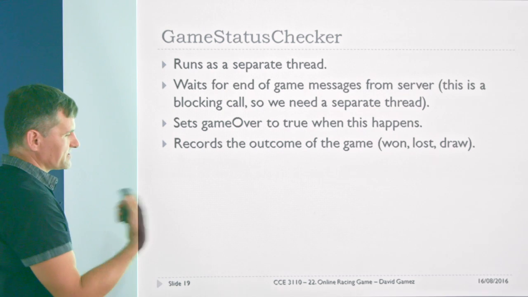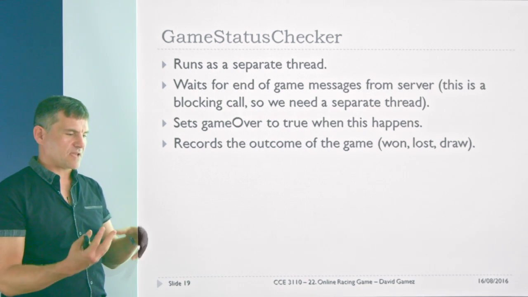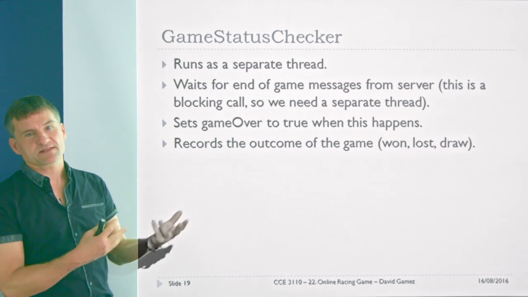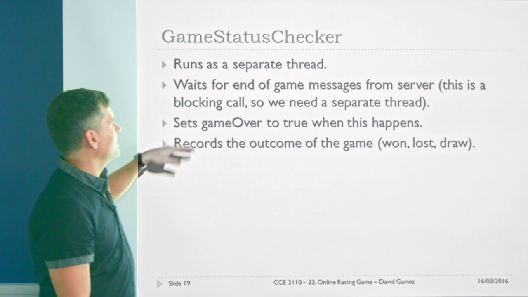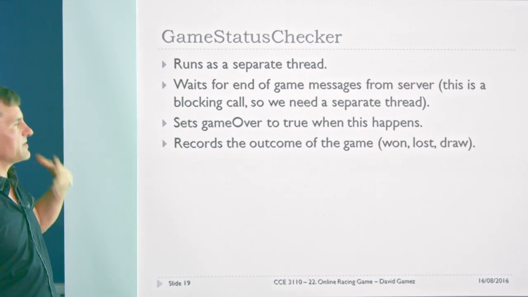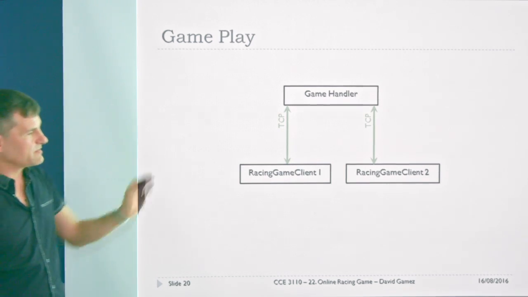So this game status checker is there to receive messages from the server. And since these are blocking calls, we have to run that as a separate thread, essentially. It's waiting for any game messages from the server, sets game over to true when the game's actually finished, and records the output of the game. So this will make it a little bit clearer, I think.